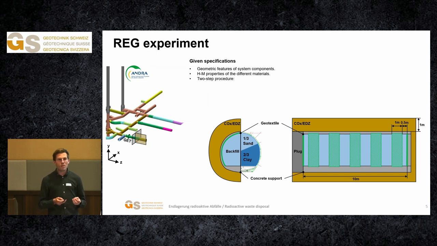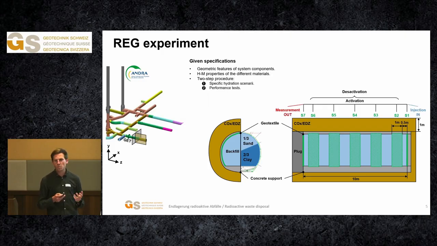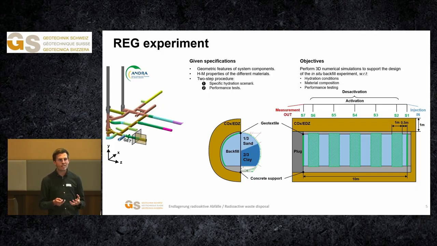After the placement of the backfill, there are several phases, especially the hydration phase, with the aim of identifying the best hydration scenario, followed by the test performance phase, which aims at assessing the hydraulic performance of the system. So, from this specification, the main objective of the work was to support the overall design of this backfill experiment through the use of 3D modeling simulations.